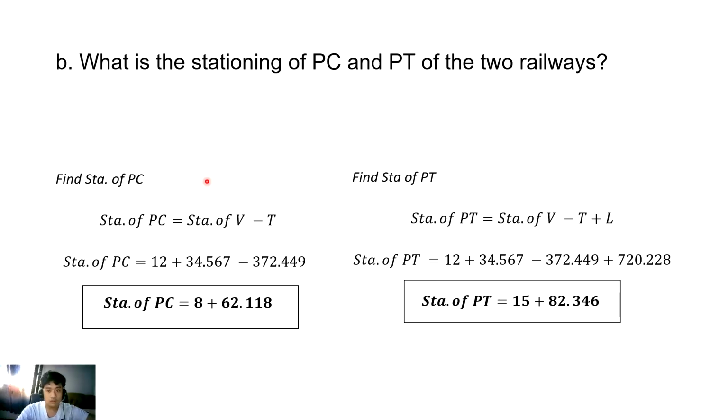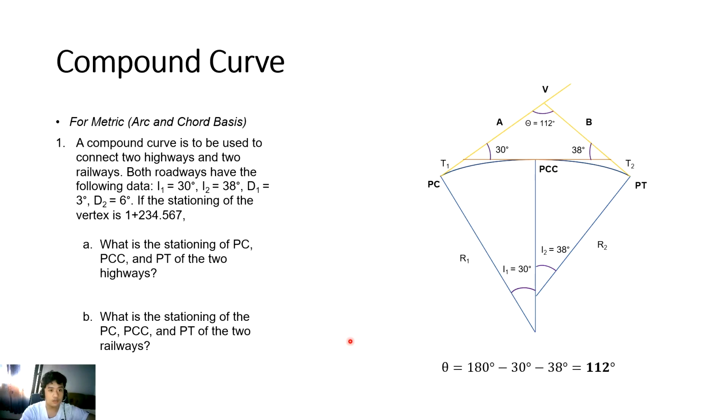Okay. So, for the next topic, we have the compound curve. So, kung mapapansin natin sa given figure, ang compound curve ay nagko-consist ng 2 or more simple curve lang. So, almost the same lang din. So, for the first problem, we have a compound curve is to be used to connect 2 highways and 2 railways. Both roadways have the following data.